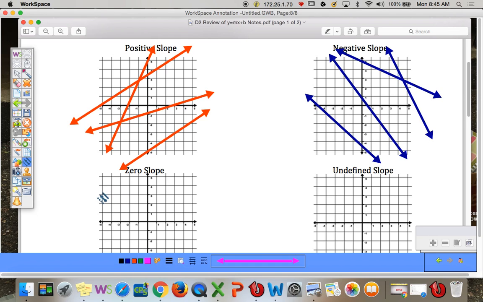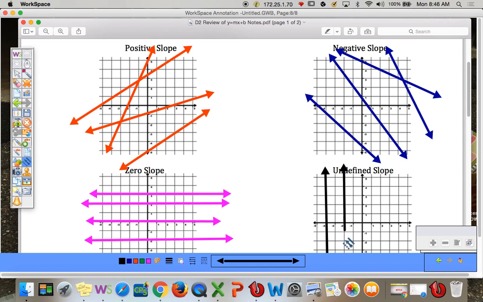Zero slope is anything that's flat. So again, it can start anywhere, but if it's flat, it has zero slope. So these all have zero slope. Undefined slope is straight up and down, and it's undefined because each of these, if you try to find rise over run, you would divide by zero, and you can't divide by zero. It's undefined. So undefined, straight up and down.